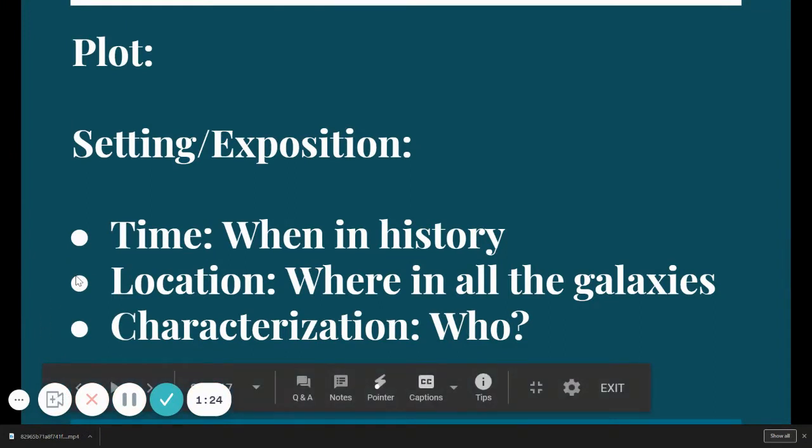Plot is our setting. The fancy way of saying that is exposition. So when you start reading a story, the author is going to tell you or give you clues. When in history is this happening? They'll also say, where in the world is this happening? Where in all of the galaxies of human imagination is this happening? And then what characters are in there? And they'll start to characterize their characters and give them personalities. So that's what happens in the beginning of every story, is that the author will either use a combination of telling or direct characterization or indirect characterization to tell you these things.